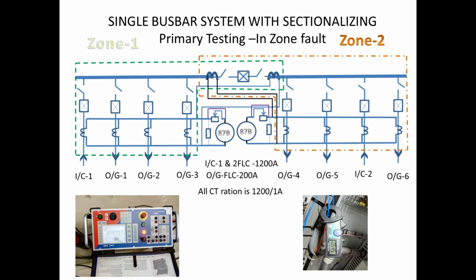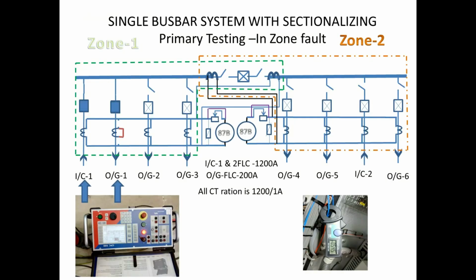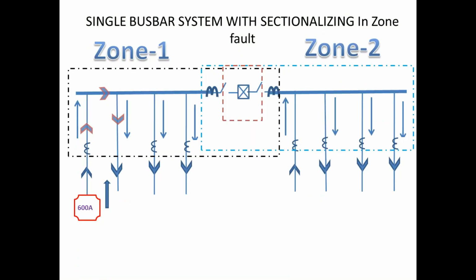Now we go for in-zone fault. For this we have two types of fault creation. One is the loop and the other one is the polarity change method. First I am going to show the loop method. The same current I am going to inject in incomer and outgoing 2, but for the outgoing 2 CT I am going to make a loop and I am going to remove the parallel circuit.